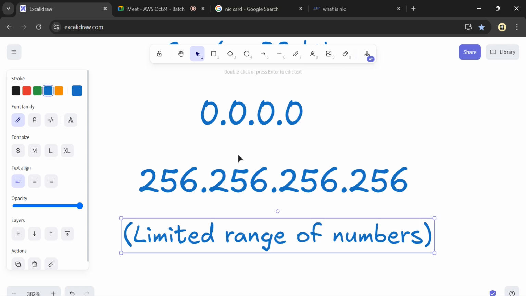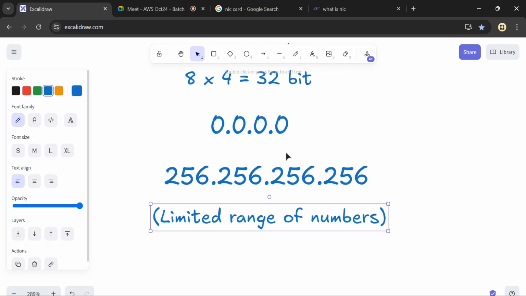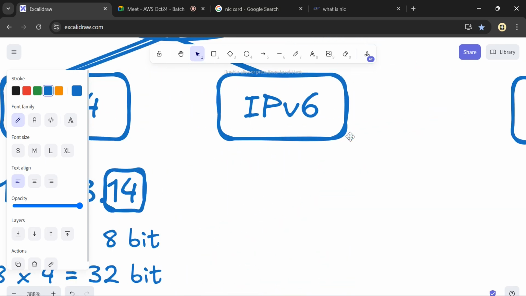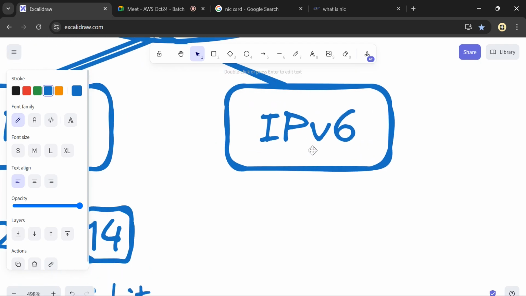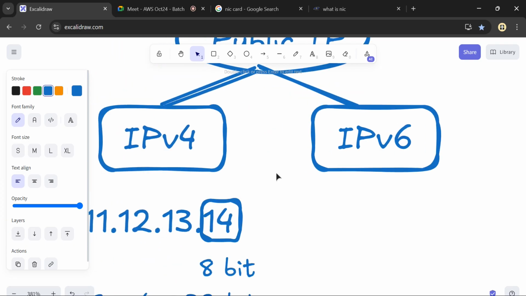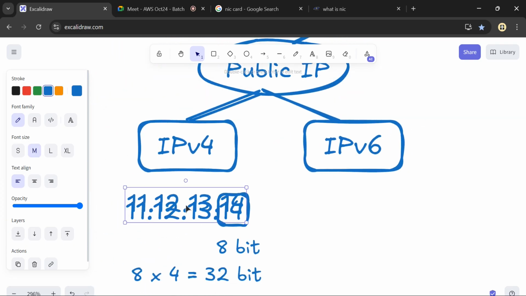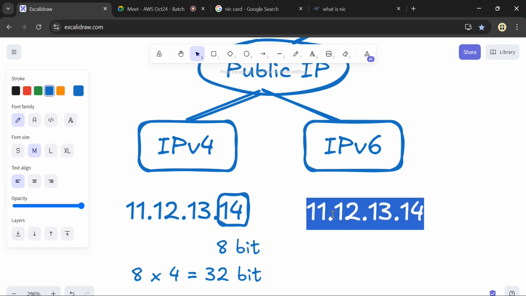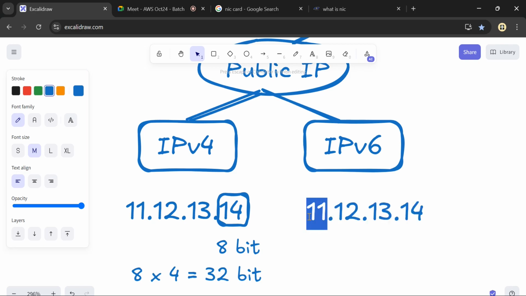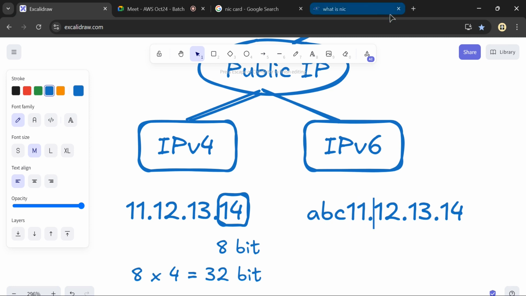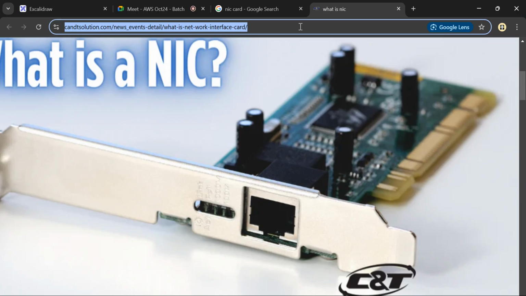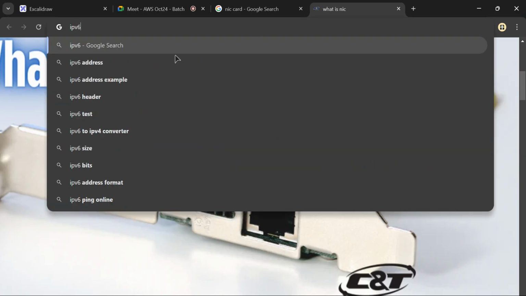Okay, because the numbers are limited, and because of this limitation, IPv6 was introduced. So IPv6 is a more advanced IP address. Instead of four blocks, it will have six blocks of code, and each block will be of 16 bit. Okay, so it will be something like this. Let me show you a simple IPv6 address example.